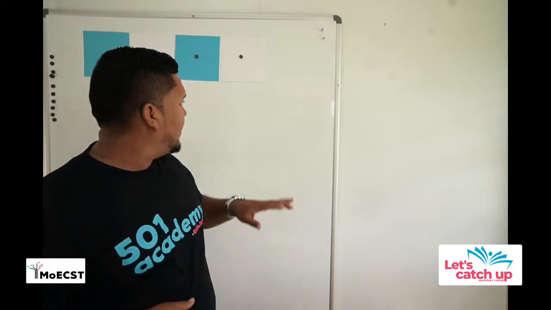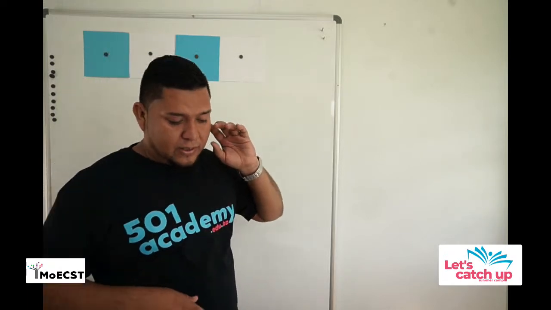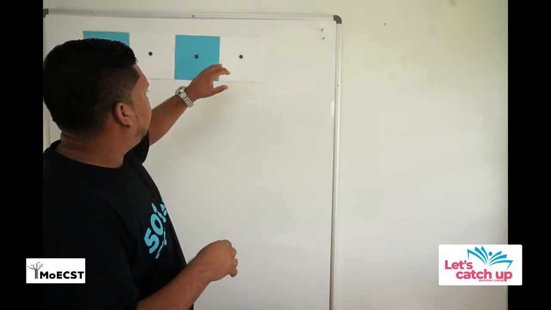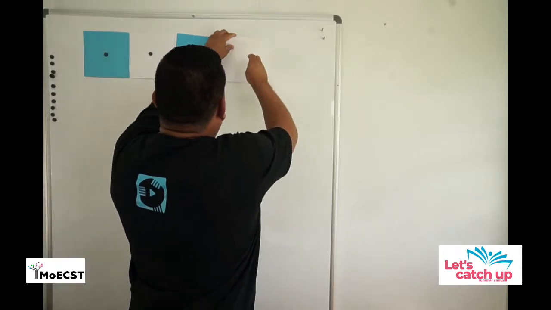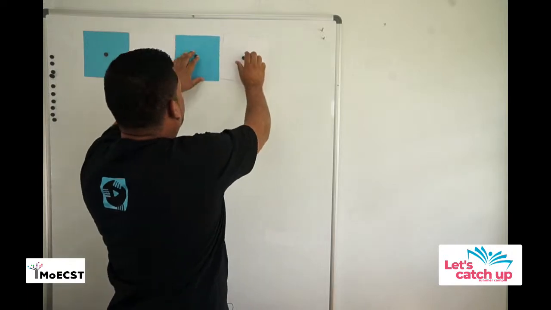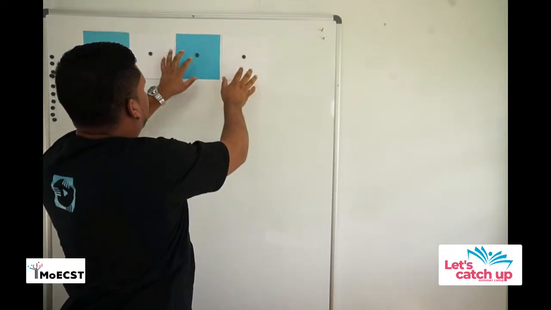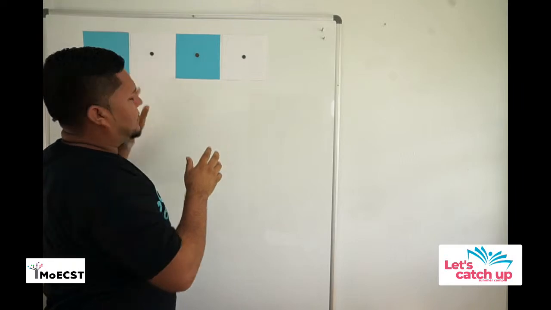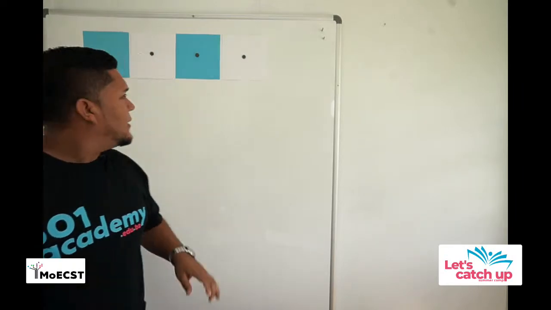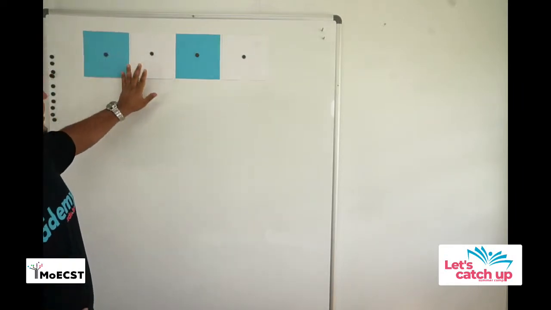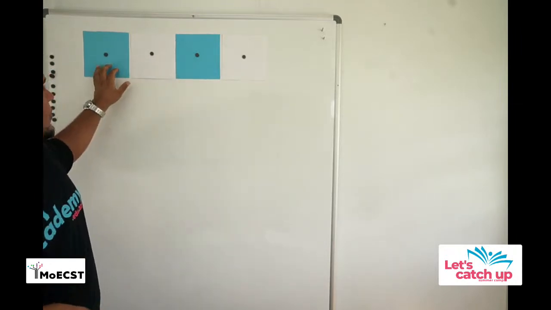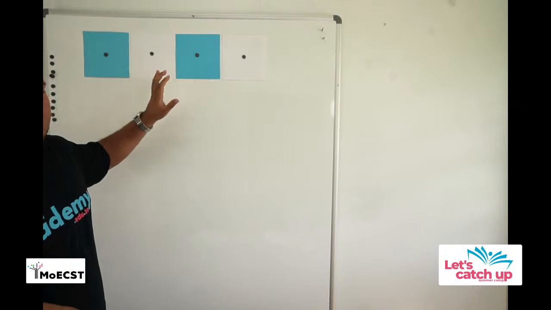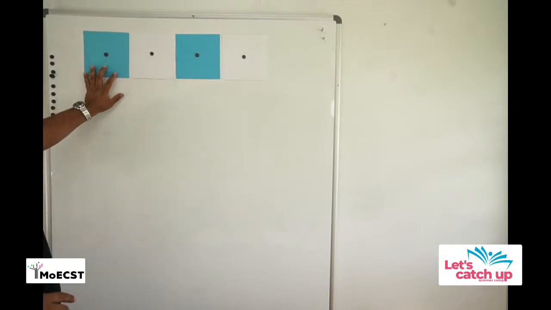I want you to pay attention. I want you to find your empty tiles, your square tiles like this. Find your square tiles and put them on one side, whether they're blue or white. And we're going to look at this pattern.